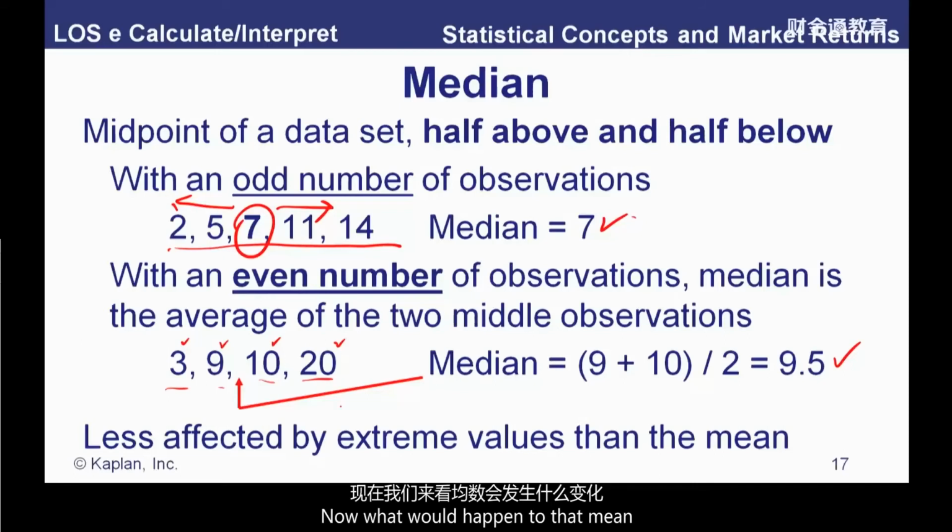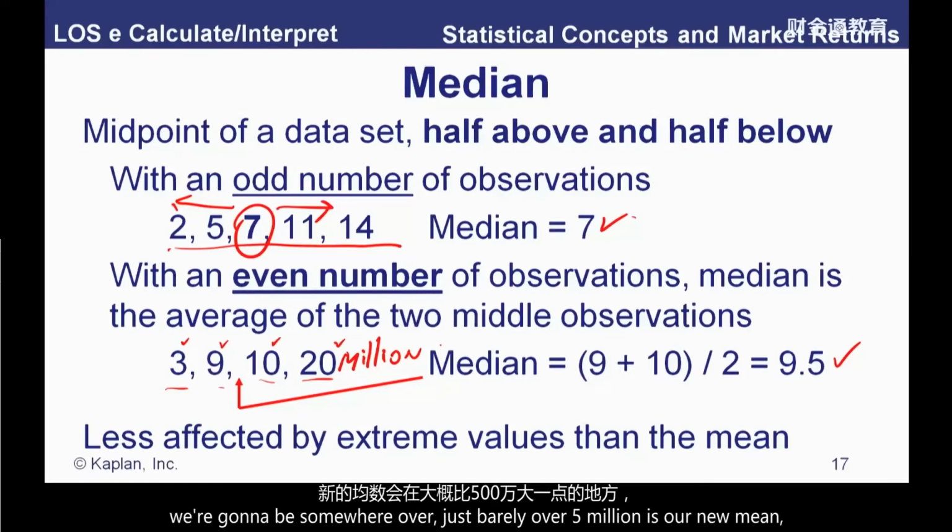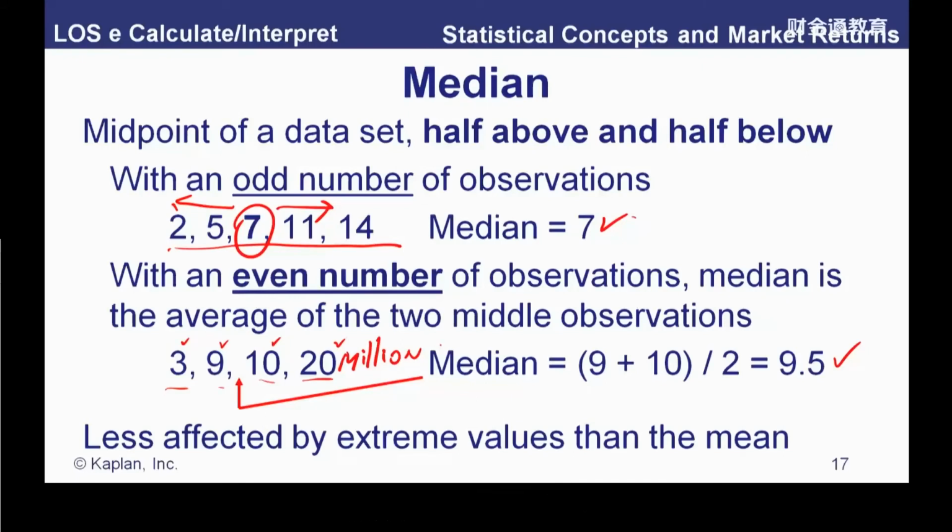Now, what would happen to that mean if this third value, instead of 20, was 20 million? Well, our mean is pretty well affected by that. We're going to be somewhere just barely over 5 million as our new mean, with that observation changing from 20 to 20 million. But what happened to the median?